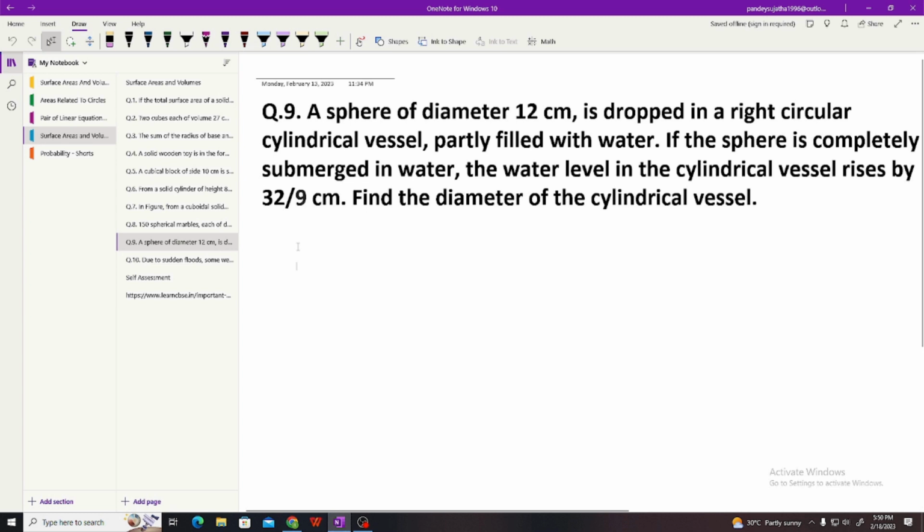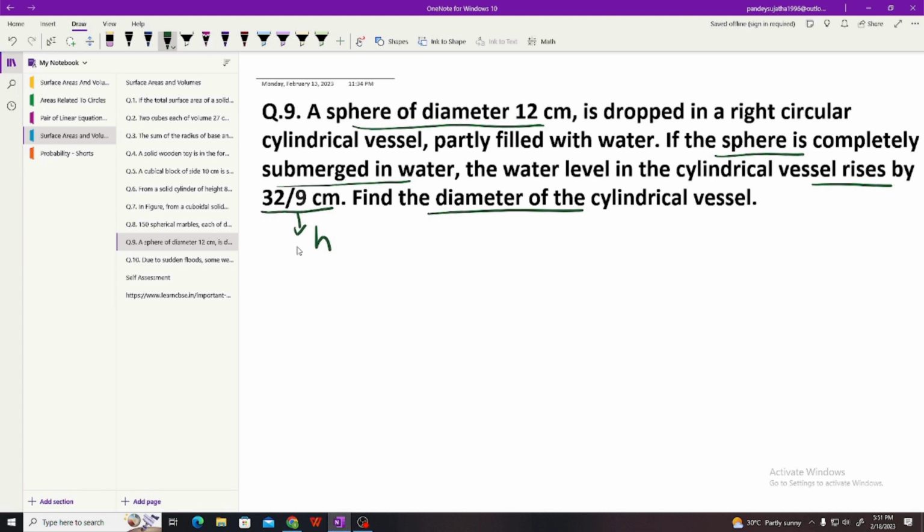A sphere of diameter 12 centimeter is dropped in a right circular cylindrical vessel partly filled with water. If the sphere is completely submerged in water, the water level in the cylindrical vessel rises by 32 upon 9 centimeter. Since the water level rises by 32 upon 9 centimeter, so this will be the rise in the water level, that is H. Find the diameter of the cylindrical vessel.